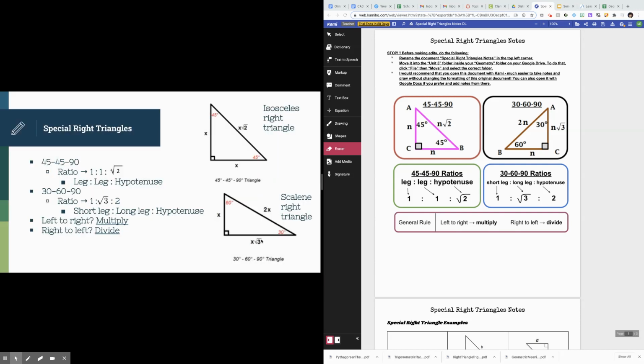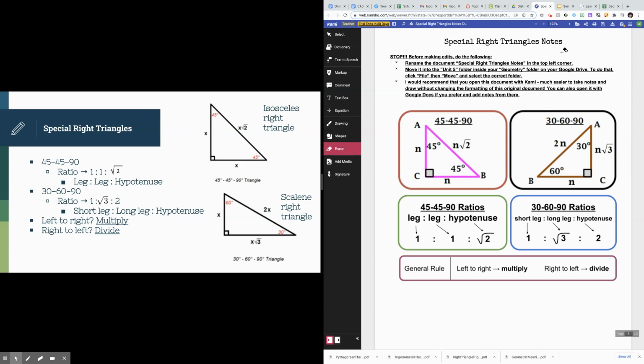So there are two different types of special right triangles. The reason that they are special is because they have ratios between all of their sides, which makes solving problems with those types of triangles a little bit easier, a little bit faster. Rather than having to plug everything into the Pythagorean theorem and solve, if you know the ratios, you can work with the ratios and the side lengths that you have in order to figure out a missing side length.